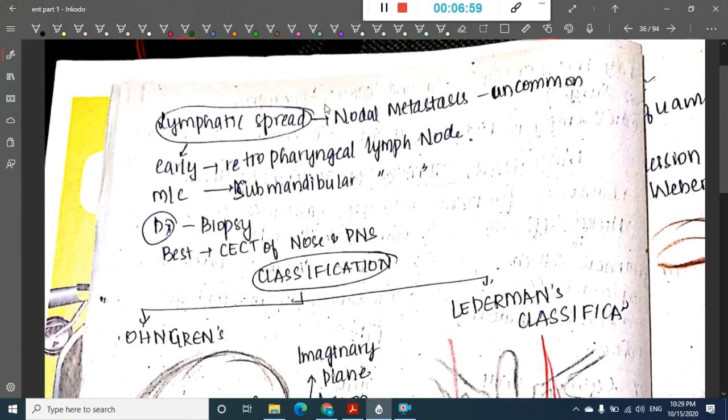In this, lymphatic spread is uncommon, but in early tumors it can spread to the retropharyngeal lymph node. Most commonly it spreads to the submandibular lymph node. So in carcinoma of the paranasal sinuses, the earliest lymph node involved is the retropharyngeal lymph node, and the most common lymph node involved is the submandibular lymph node.